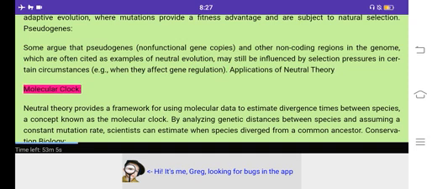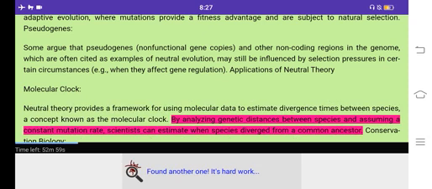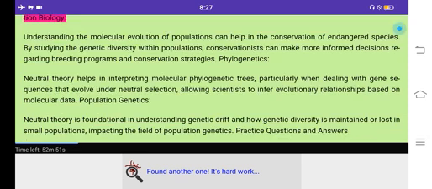Applications of neutral theory. Molecular clock. Neutral theory provides a framework for using molecular data to estimate divergence times between species, the concept known as the molecular clock. By analyzing genetic distances between species and assuming a constant mutation rate, scientists can estimate when species diverge from a common ancestor.